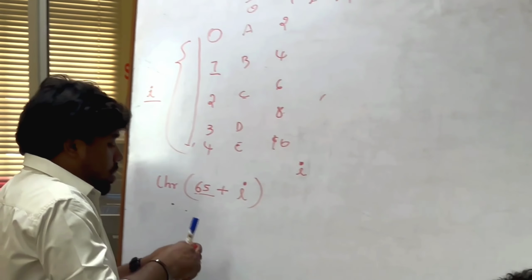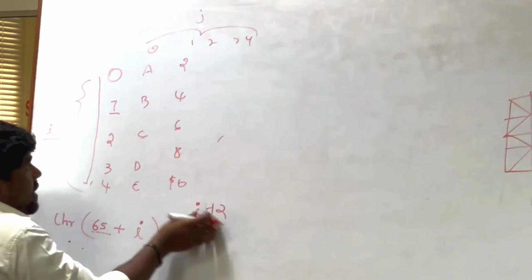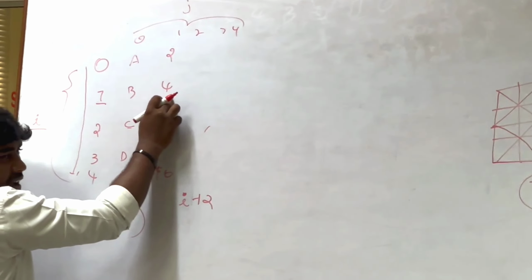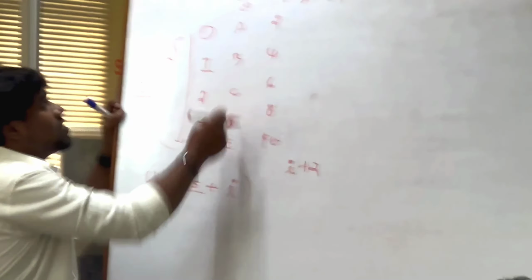I plus 2. Now you are trying to balance it, right? If I say I plus 2, what happens now? I plus 2 will work fine for this one. But for this one, what is the I value? 1. 1 plus 2 is what? 3. It's not balancing.